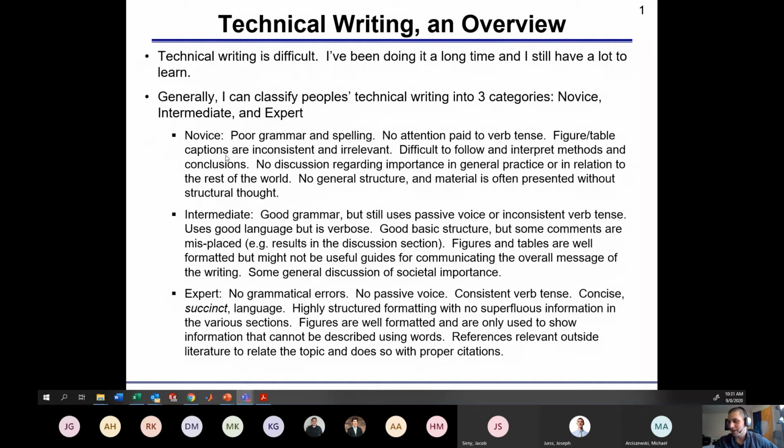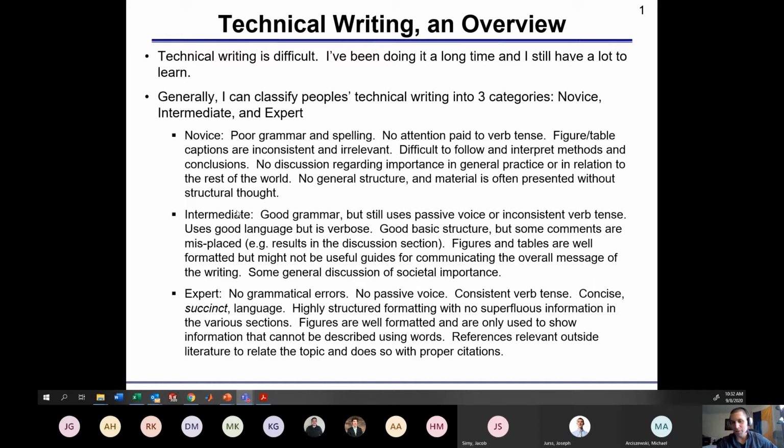So someone who is a novice writer, you've probably seen this before, maybe you are this classification: poor grammar and spelling, no attention paid to verb tense, we'll talk about this a little bit more, figure and table captions inconsistent and irrelevant, difficult to follow and interpret methods and conclusions, no discussion regarding importance in general practice, no general structure, material presented without structural thought. All right, so that would just generally be a novice writer, someone who might say, we did this experiment, these are the numbers, and spelling errors and difficult to follow all over the place.